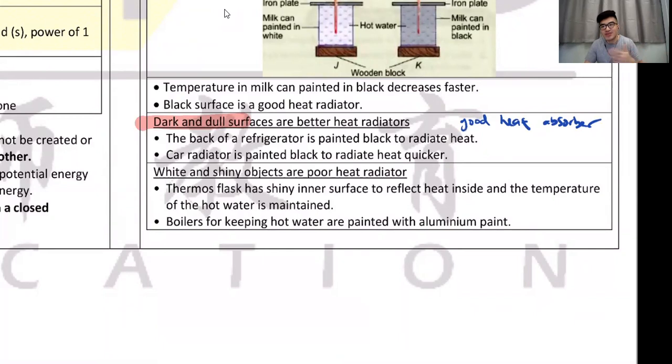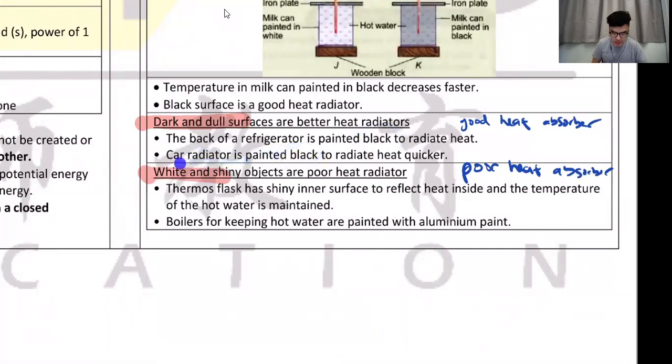So black is like one extreme. Whereas white and shiny objects are poor heat radiators. They are also poor heat absorbers. A white t-shirt doesn't absorb heat well. They also don't give out heat well. They give out heat very slowly. All right, so this is why the back of your refrigerator is black, and your car radiator is black.